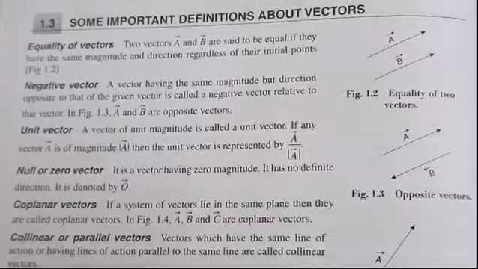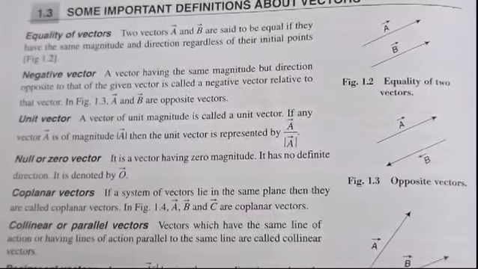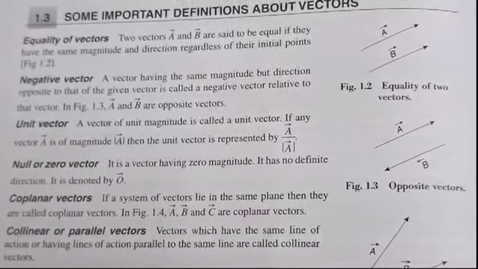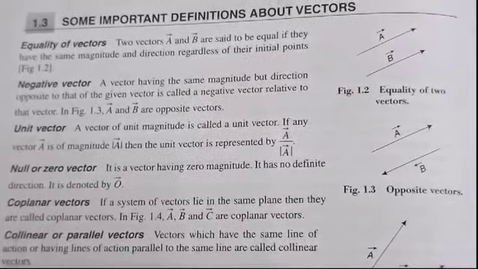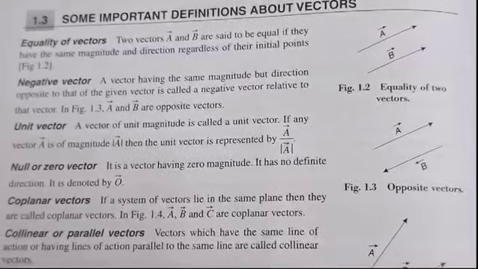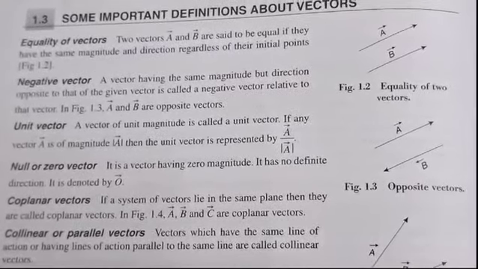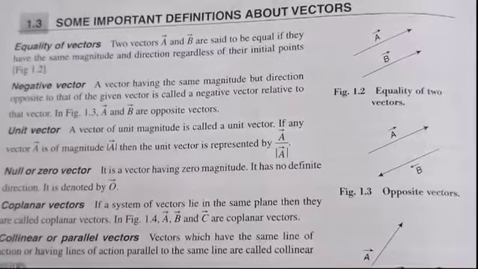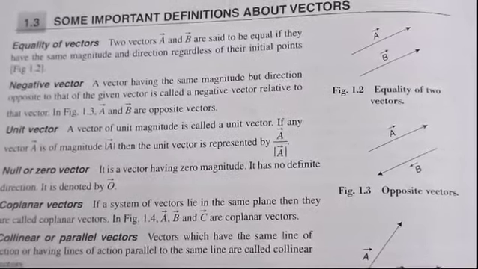Unit vector. A vector of unit magnitude is called a unit vector. If any vector A has magnitude mod of A, then the unit vector is represented by A vector divided by mod of A vector.